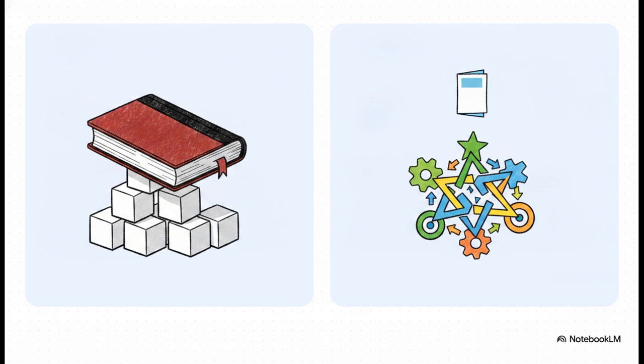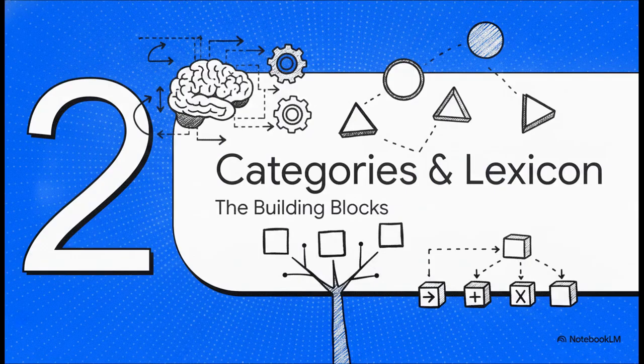It takes all that grammatical complexity and just crams it directly into the vocabulary itself. We call this lexicalization. So instead of a giant overarching rulebook, you're left with just a tiny handful of basic rules, while the words themselves become highly complex and, essentially, smart. Okay, so how exactly do we make words smart? That brings us to section 2, categories and the lexicon.